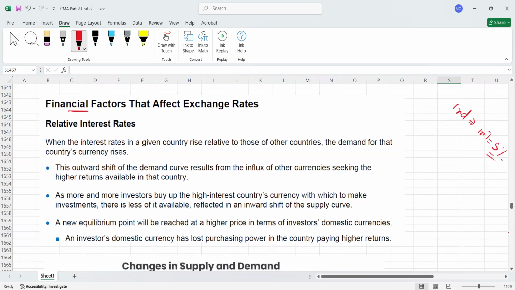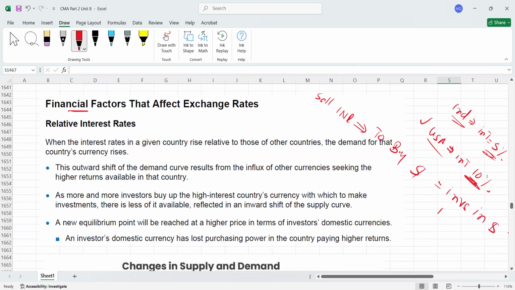Now you got another option, USA. If you invest in USA, their interest rates are 10%. Tell me, do you want to earn 5% or 10% as an investor? Definitely you would say, I want to earn 10%. But you are living in India and you have Indian rupees, and you want to earn 10%, which is in dollars. So what will you do? You will sell Indian rupees to buy dollars, because you want to invest in dollars and earn a 10% return.